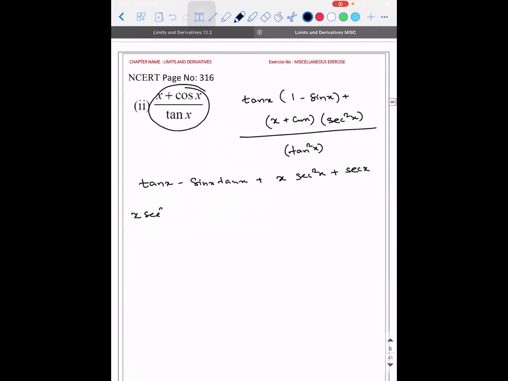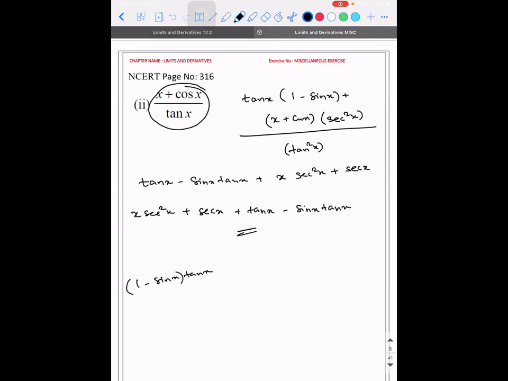So this is the final answer. Can you check and tell me? So x secant square x plus secant x plus tan x minus sin x into tan x. So how did they leave it? See, why I'm asking you to check this is because trigonometry can be left out in many ways. Put 1 minus sin x into tan x minus x plus cos x, 1 minus sin x in brackets, plus secant x, tan x, x plus cos x in brackets, into secant square x, by tan x, tan x the whole square.